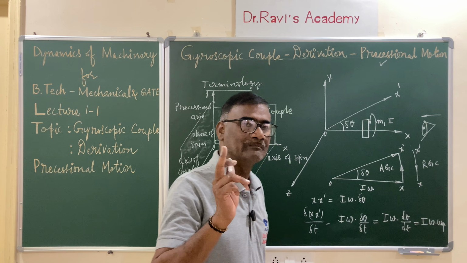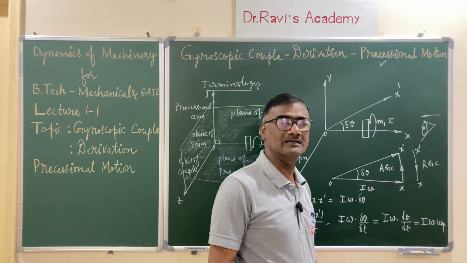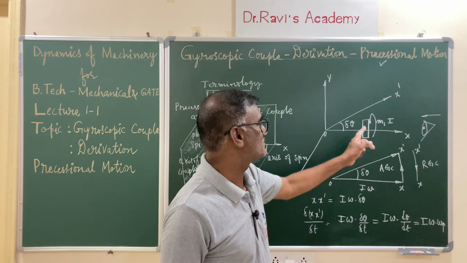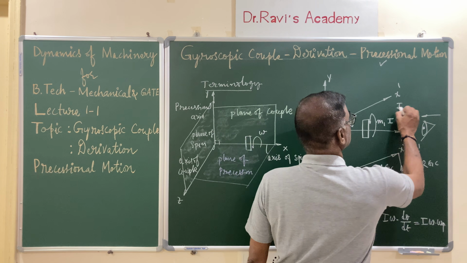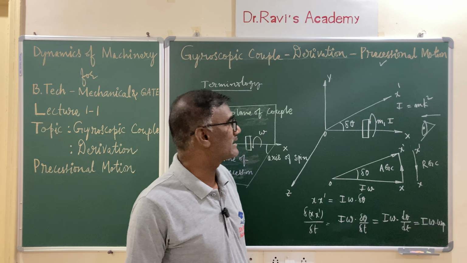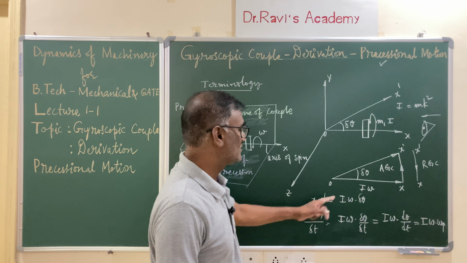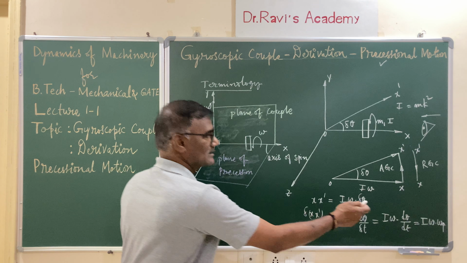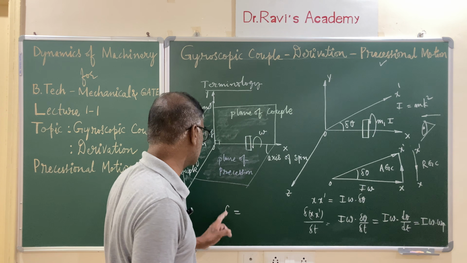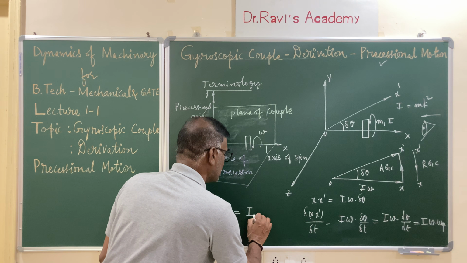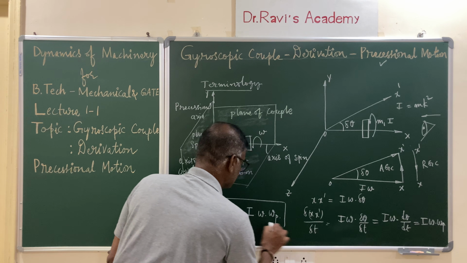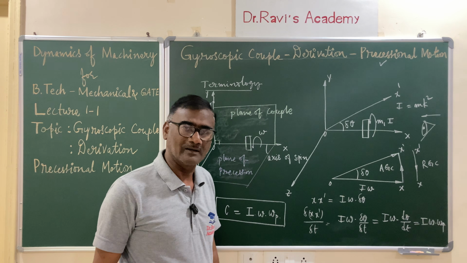Omega p is the precessional velocity, omega is the angular velocity of the spinning body, I is the mass moment of inertia of this particular circular disc, and that value I is equal to m k square, where m is the mass of the disk and k is the radius of gyration of the body. And using this formula, you can calculate the gyroscopic couple. Now, the gyroscopic couple is represented with C. C is equal to I omega omega p. So this is the expression for the gyroscopic couple.